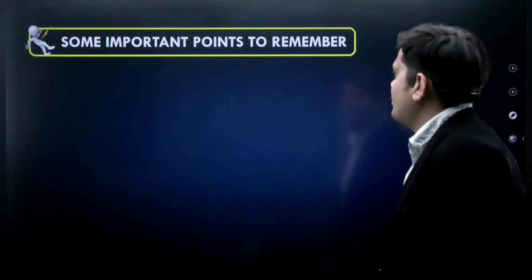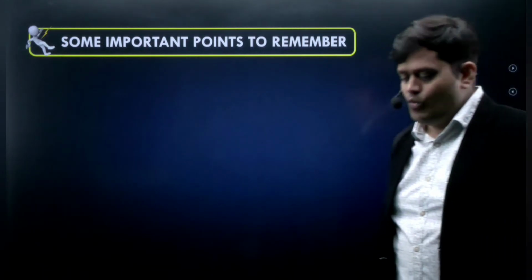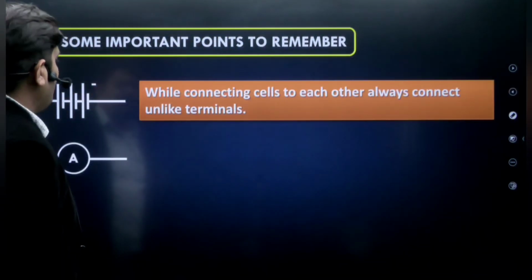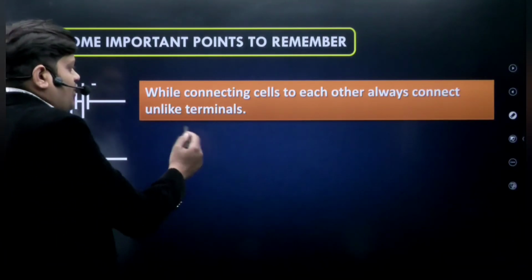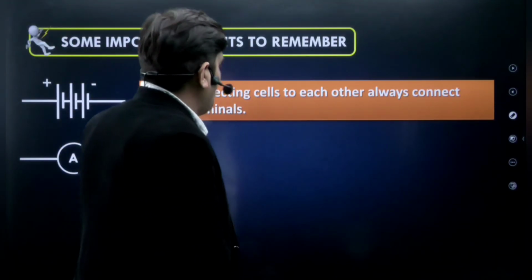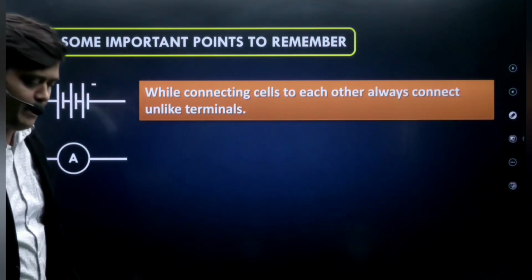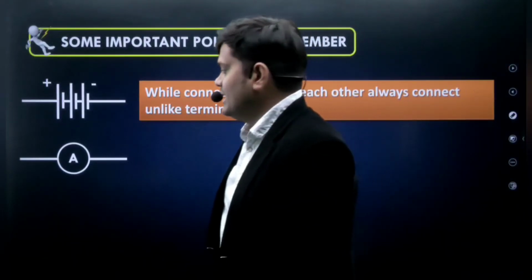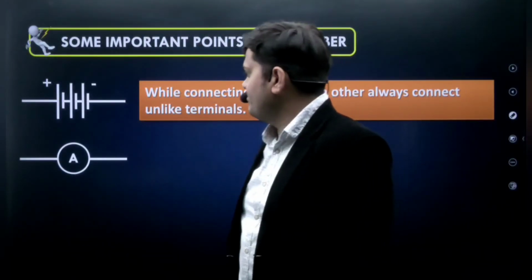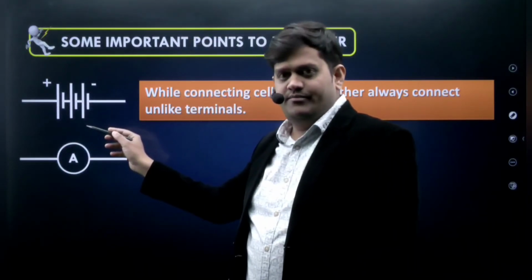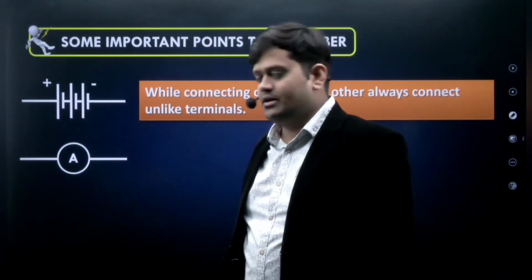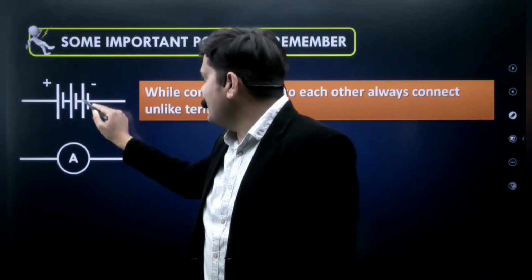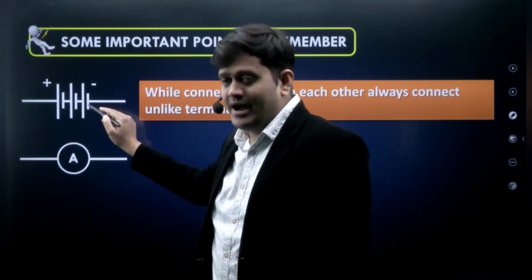The next one is some important points to remember. What are the points? The first point is, if we have a battery, then while connecting cells to each other, always connect unlike terminals. A battery is a combination of cells, so remember that the unlike terminals are always attached to each other, the lower potential attached with the higher, and the higher with the lower. Why?